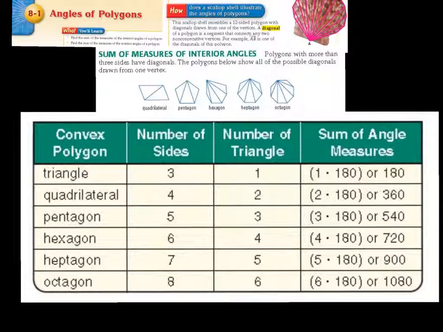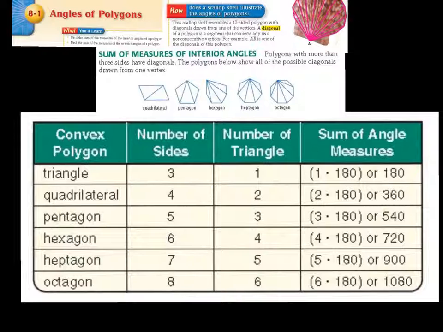So, a triangle obviously has 3 sides. So the number of triangles you could make would be 1. And we know that there's 180 degrees in each triangle. So 1 times 180, we have 180 degrees. In a quadrilateral, we have 2 triangles. So if there's 4 sides, we have 2 triangles. So 2 times 180, 360 degrees.